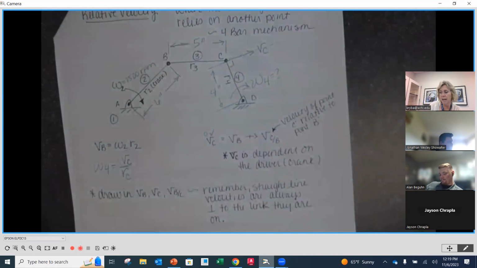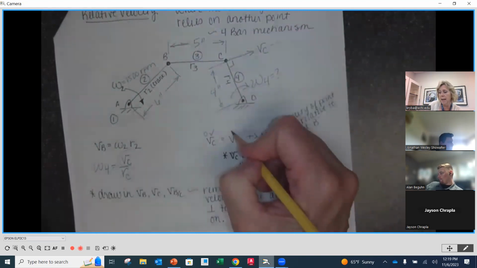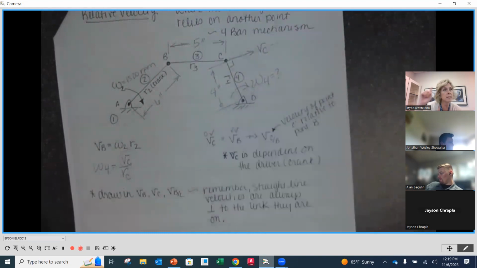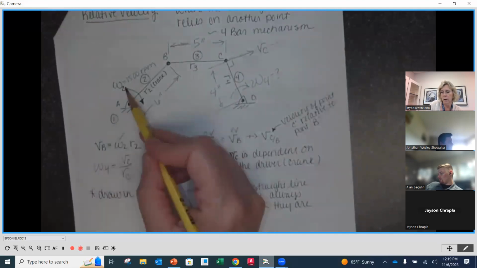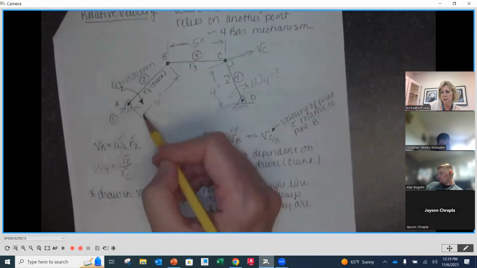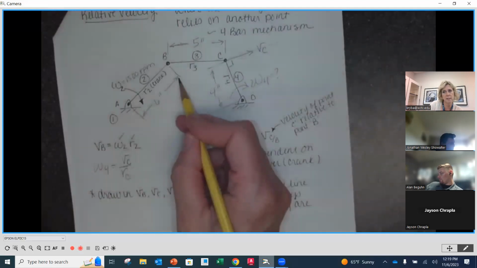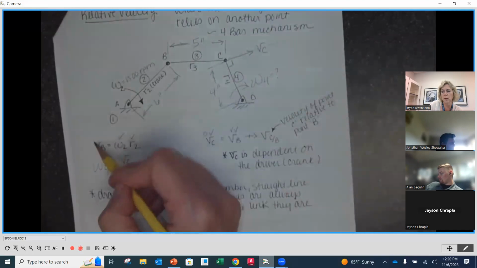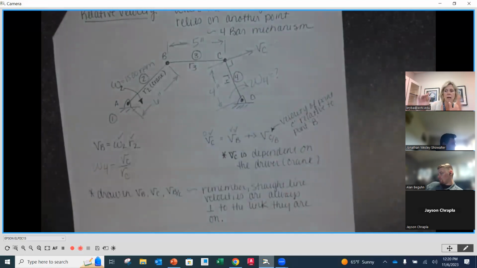Velocity B, we actually know magnitude and direction. And the reason we know magnitude and direction, and we'll actually calculate it, is we know what W2 is, we'll have to convert it to radians per second. And we also know how far away from the center of rotation it is. It's 6 inches. So we'll be able to calculate that magnitude. And we know its direction. What is its direction?